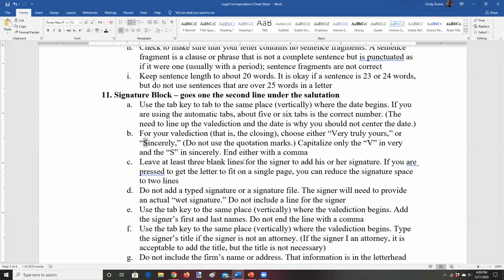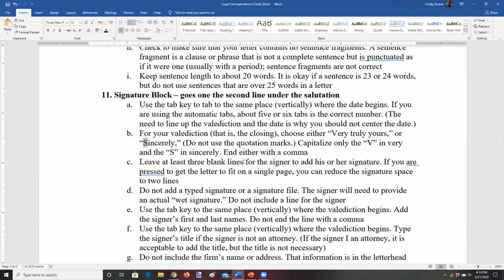Now, in this class, you always have to have the 3, but if you are pressed to keep something all on one page, you can reduce it to 2 if you don't have a big signer. But for this class, please don't do that. I'm just letting you know for future use that you can. There's no letters that we're preparing that are going to require that you go down to 2 lines. This is a common error that people make, so just be aware that you need at least 3, and you can do more than 3 if you want.